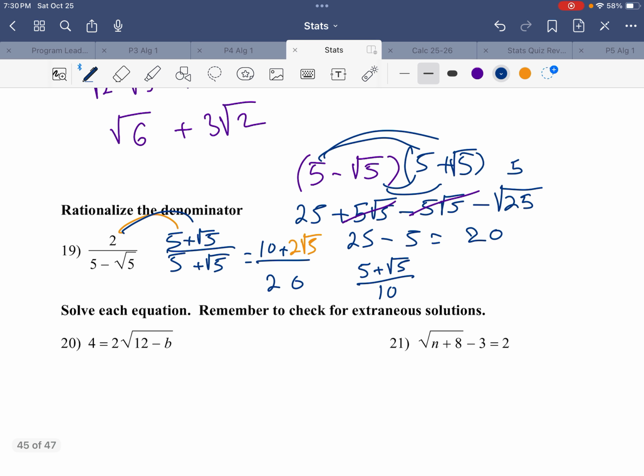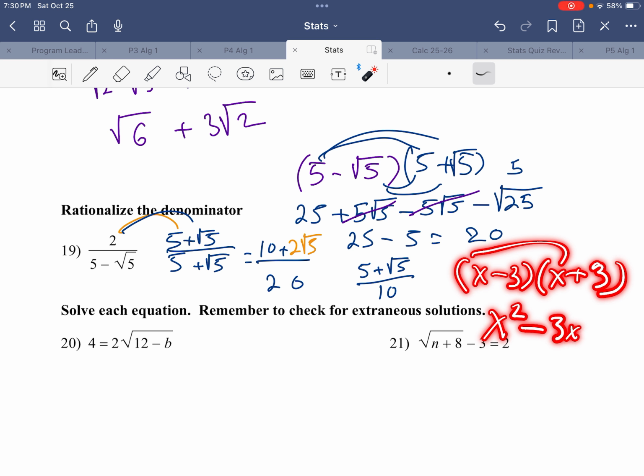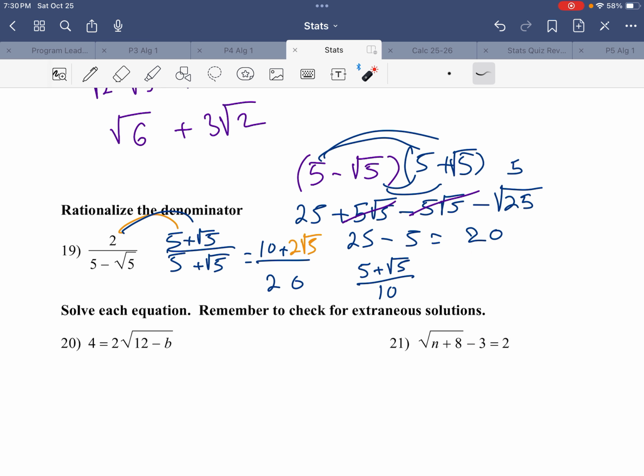Some people make this jump that when we multiply by the conjugate, this is like that difference of perfect squares, a plus b times a minus b. Some people make the jump that this is going to be a squared, take away b squared. You see this with like x minus 3 times x plus 3. This is going to be x squared minus 3x plus 3x minus 9, or just x squared minus 9. It's okay if we don't memorize that fact. You can distribute the way that we've done before. Some people use FOIL, some people use the box method.